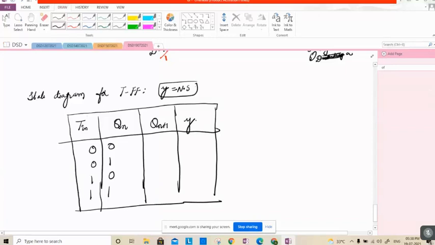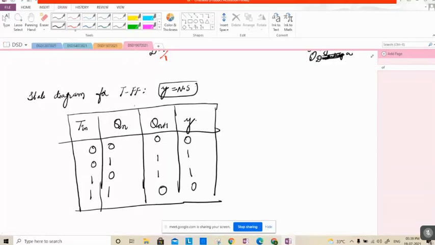Now what is the value of Qn plus 1? 0, sir. This is 0. What about this? 1 and 1, sir. Whenever T is equal to 0, the state stays the same. What about this? This is 1 and this is 0. This is also assumed as 0, 1, 1, 0.